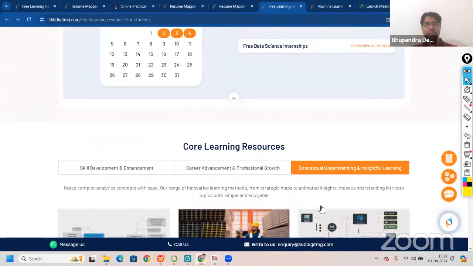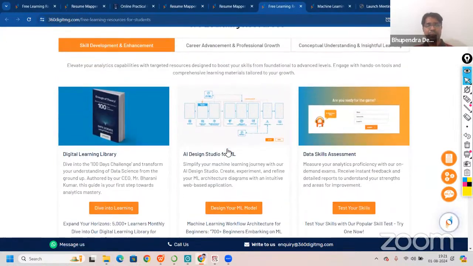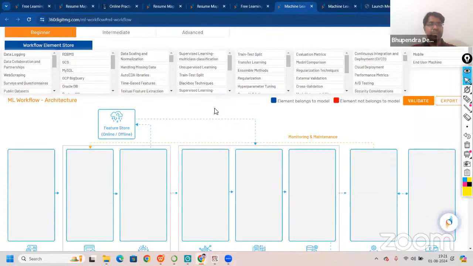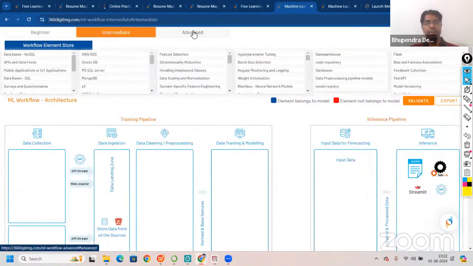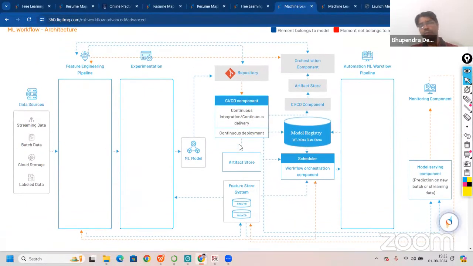Now, after this, we have, for example, here skill development and enhancement. We have AI Design Studio for ML. This is basically the ML workflow, the complete end-to-end project architecture we have, right? ML workflow architecture, where you understand how the project proceeds from one end to the other end, be it for a beginner or for an intermediate person or for someone with advanced knowledge. Think of it. You as a beginner having this advanced knowledge of how the end-to-end project works, right?